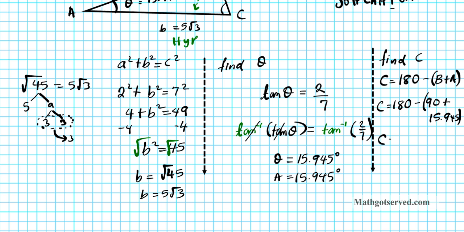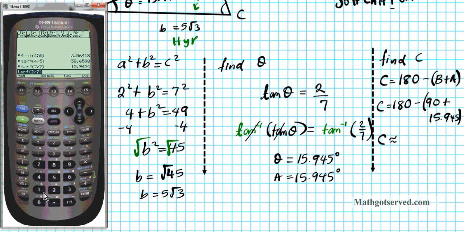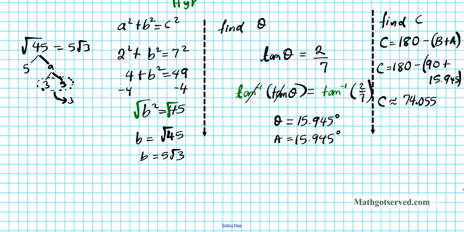Alright, let's see what that is. C is approximately, let's have our calculator do the work for us. So it's going to be 180 minus, don't forget parenthesis, since you're subtracting two angles from 180, 90 plus 15.945. Alright, and our approximate answer is going to be 74.055. Alright, so angle C is approximately 74.055.